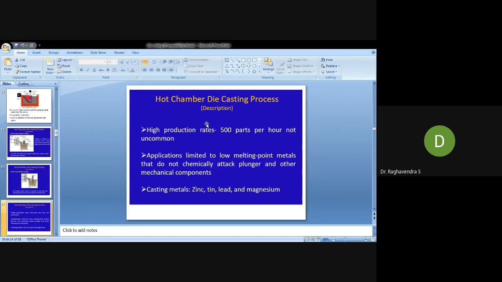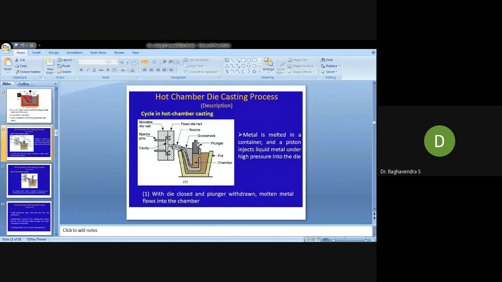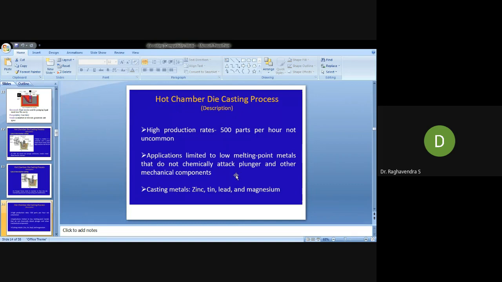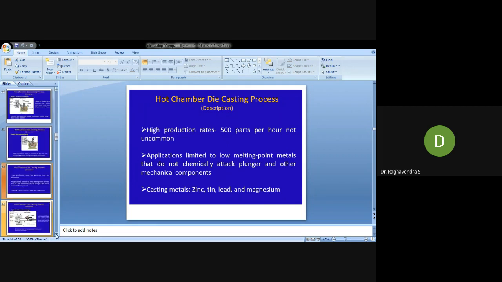So, what are the advantages? High production rate. If you want to make 500 parts per hour, I'll go for hot chamber because the production rate will be very high. Application is limited to low melting point metals. There should be no chemical attack. Whenever you push this plunger down, it should not react with the molten metal, with no rust or change in composition. That's the meaning of this. Metals like zinc, tin, lead, and magnesium usually go for the hot chamber process.